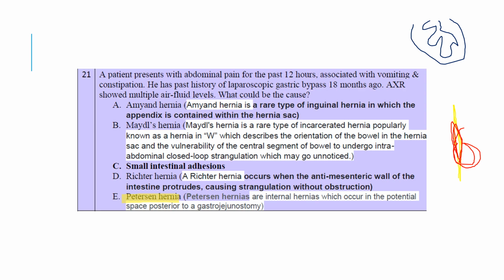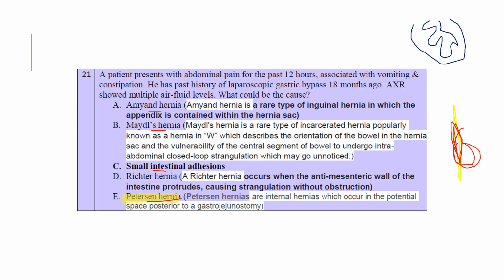We have seen this question, right, without the option. So if these are the options, what could be the case? Okay, it's Amyand hernia, Maydl's hernia, small intestinal adhesions, Richter hernia, Peterson hernia. So actually, here there is pain, there is vomiting, there is constipation, and he has undergone gastric bypass, and abdominal X-ray showing multiple air fluid levels. So this is a case of abdominal obstruction, small bowel obstruction for sure.